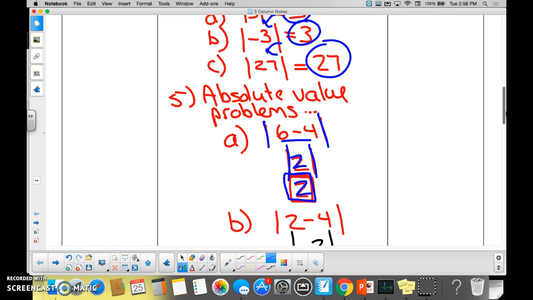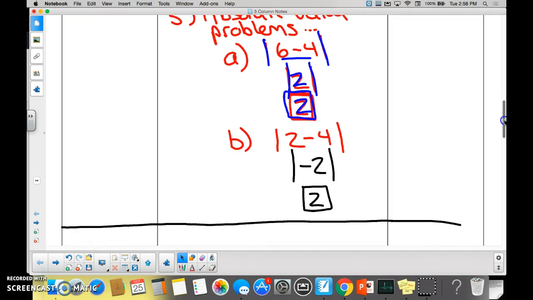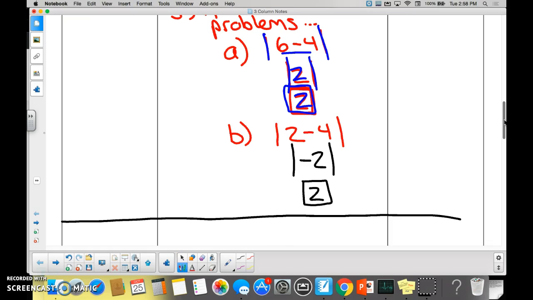Yes, no? Yes. Okay. Which way are we working? Which way are we working? Vertically. So letter B isn't much different. We did the problem 2 minus 4 and came up with negative 2. We still have to solve for the absolute value. It's always positive, right? Yeah. 2. Question.